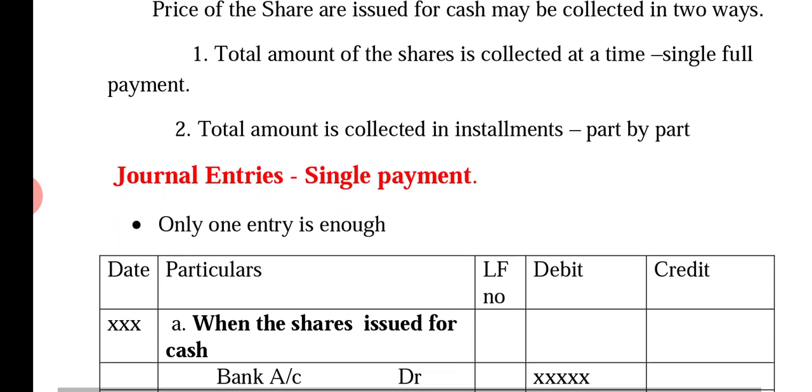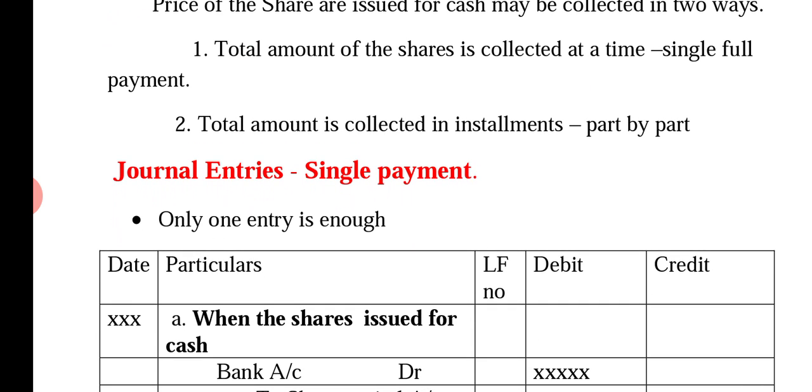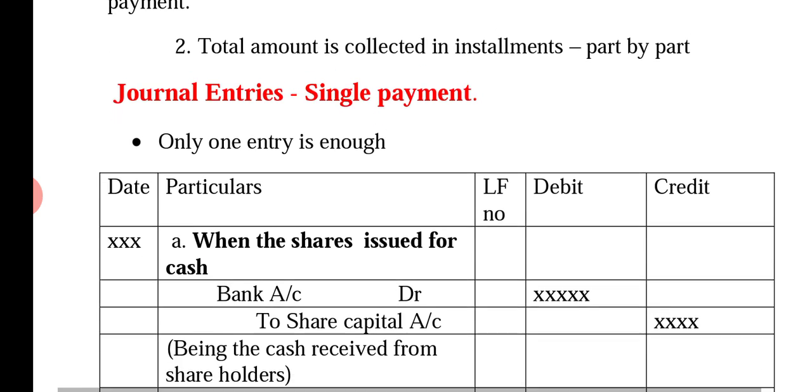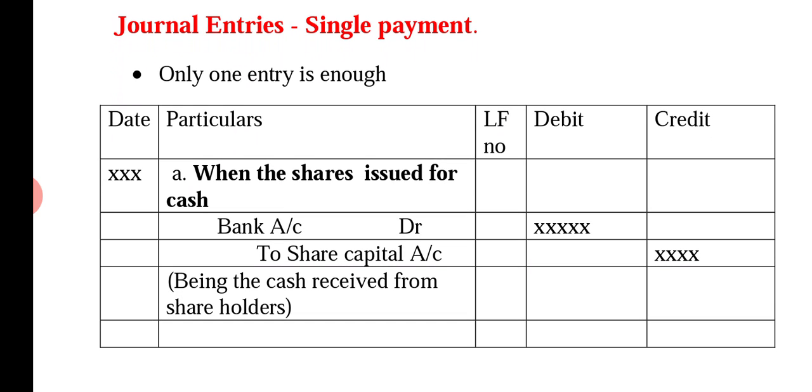When you collect the amount in a single payment, you have to pass only one entry, that is bank account debit to share capital. Here the bank is receiving the cash and shares are going out. So the bank account is debited and the share capital account is credited. That one entry is enough.